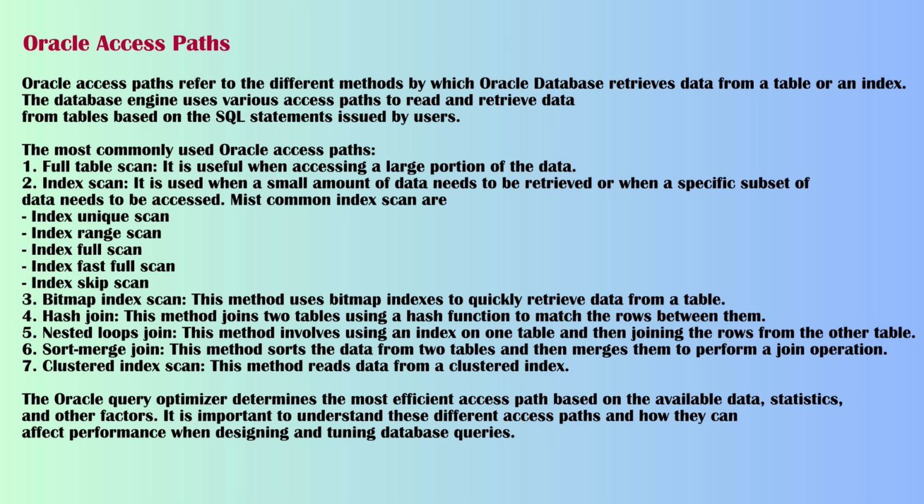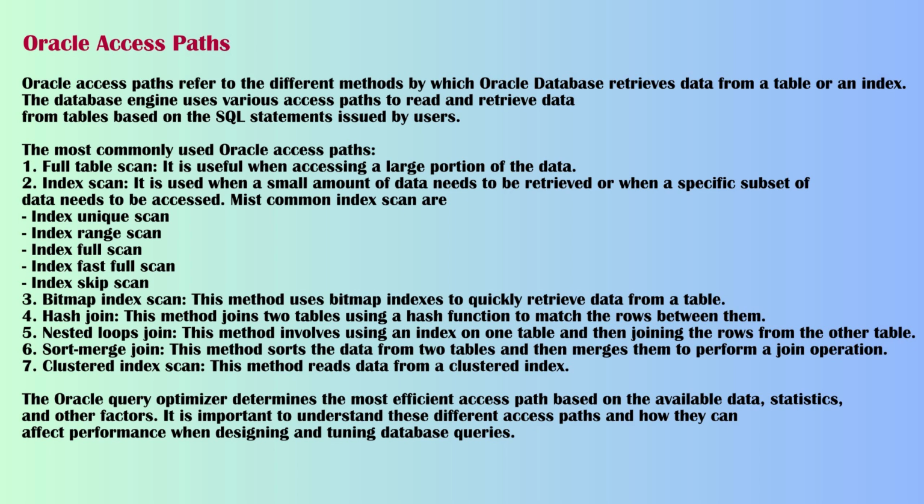Oracle access paths refer to the different methods by which Oracle database retrieves data from a table or an index. The database engine uses various access paths to read and retrieve data from tables based on the SQL statements issued by users. Here are some of the most commonly used Oracle access paths.